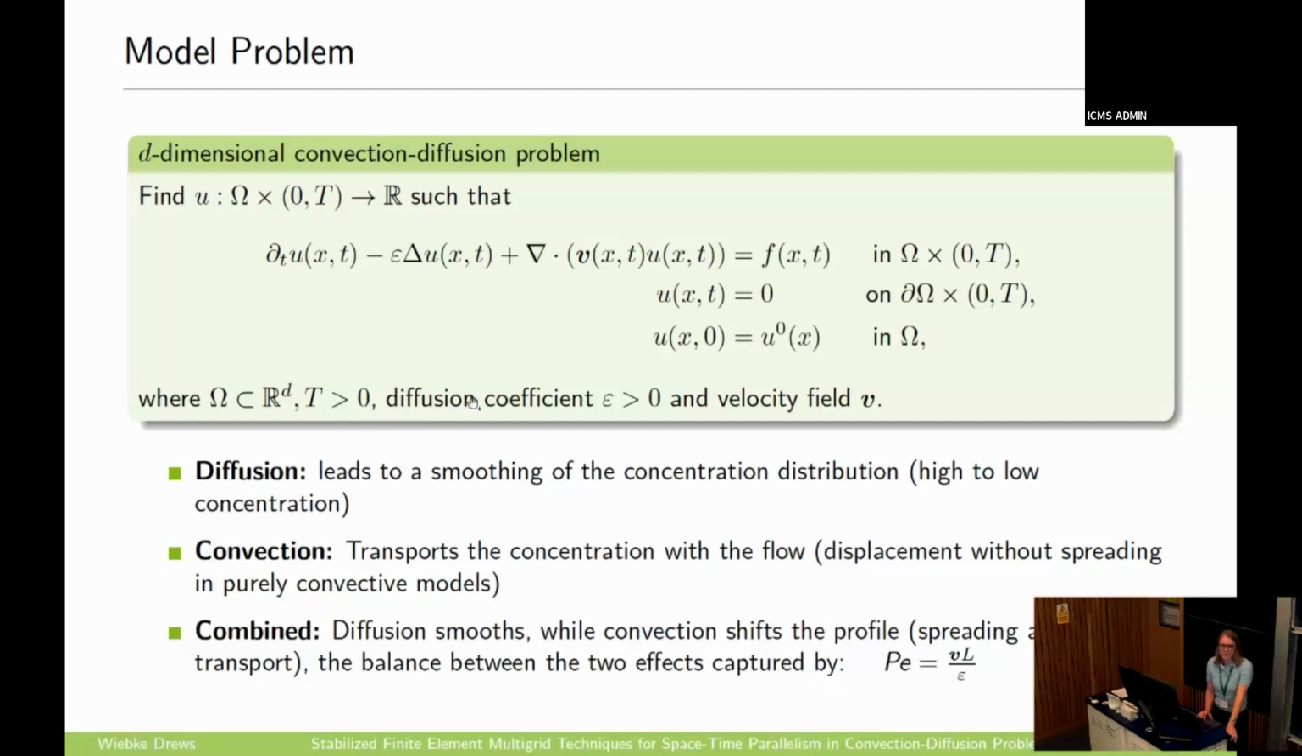This more or less smooths our solution. The second effect is the convection, where we have the velocity field V, and this causes the transport of the solution. So the combined effect transports and smooths, and we can capture these two effects by the Péclet number over here.